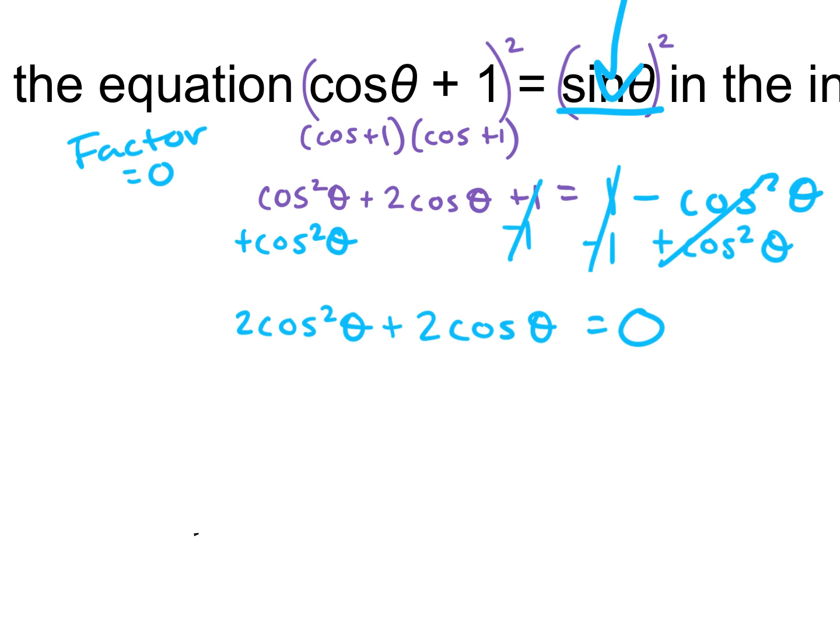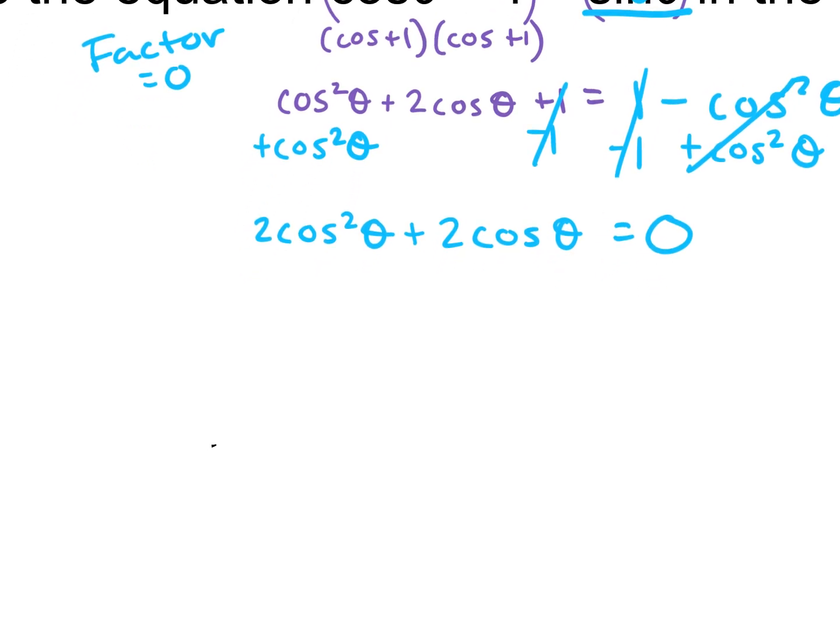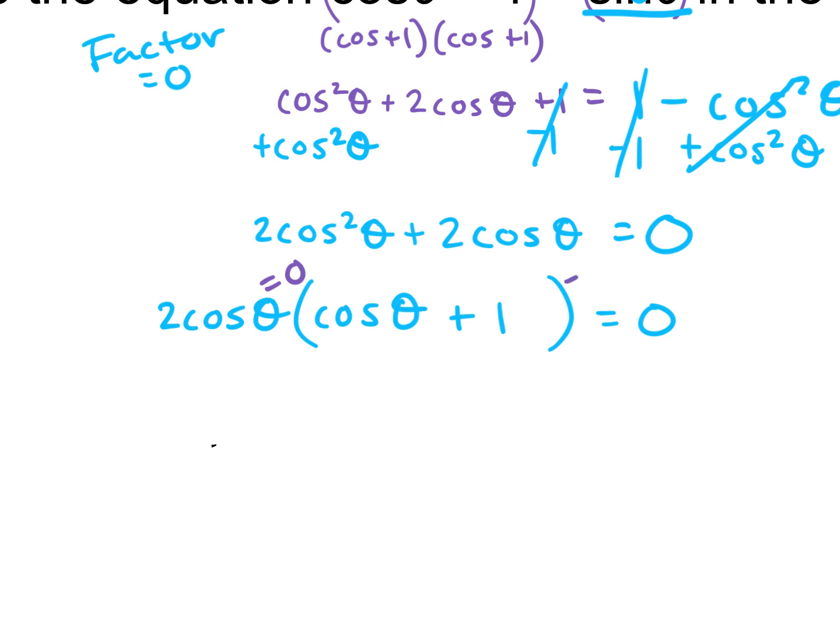How would we factor here? Right, we're going to take out the GCF, so we're going to take out a 2 cosine theta. When we take out a 2 cosine theta, we're left with cosine theta, what? Plus 1, perfect, is equal to 0. What do you think we could do next? Set them both equal to 0. So 2 cosine theta equals 0, and cosine theta plus 1 equals 0.